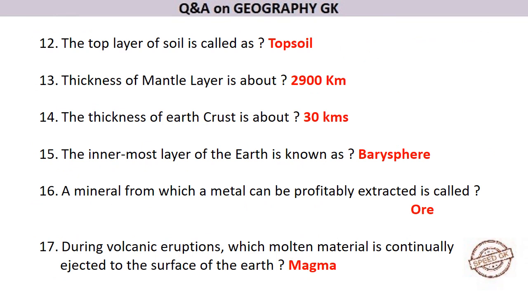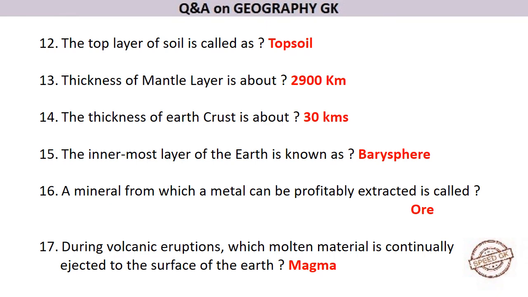Thickness of mantle layer is about 2900 kilometers. The thickness of earth crust is about 30 kilometers. The innermost layer of the earth is known as bathysphere. A mineral from which a metal can be profitably extracted is called ore. During volcanic eruptions, which molten material is continually ejected to the surface of the earth?